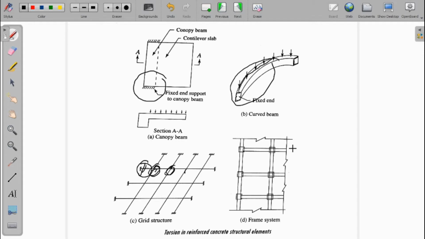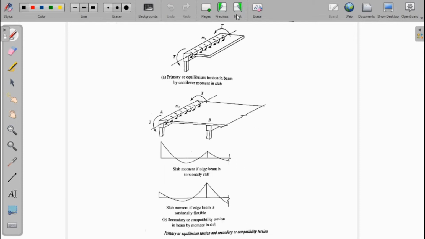Similarly, if you see the last one, the frame structure, because of the loading here, or because of loading somewhere in between or anywhere here, some kind of torsional moment will develop. While calculating this beam, we have to consider the torsional moments. Now, let us see a little bit of detail on that.